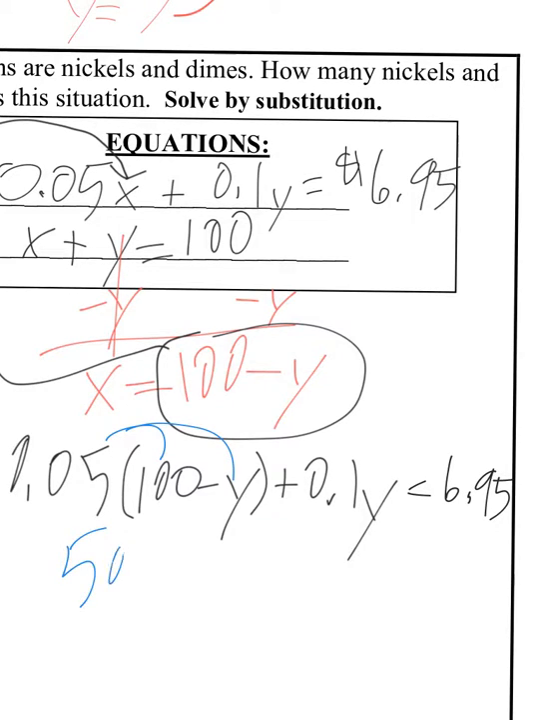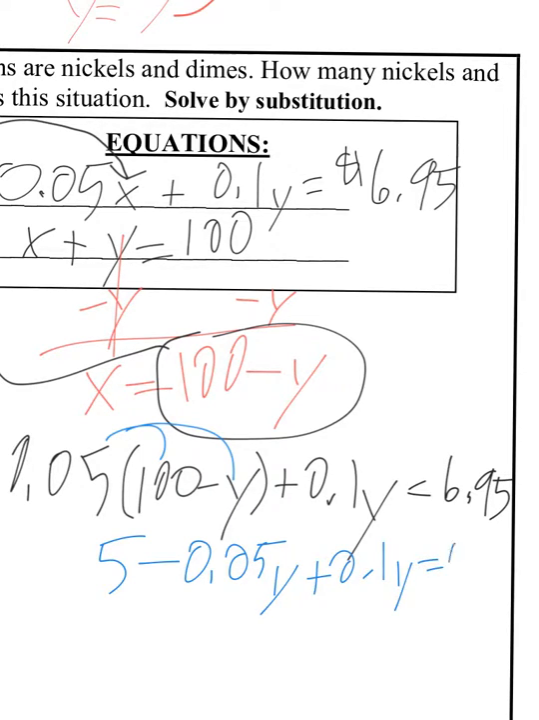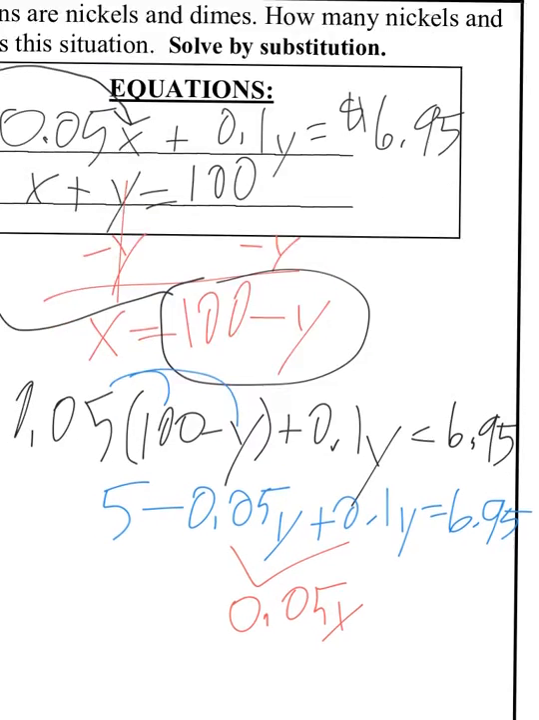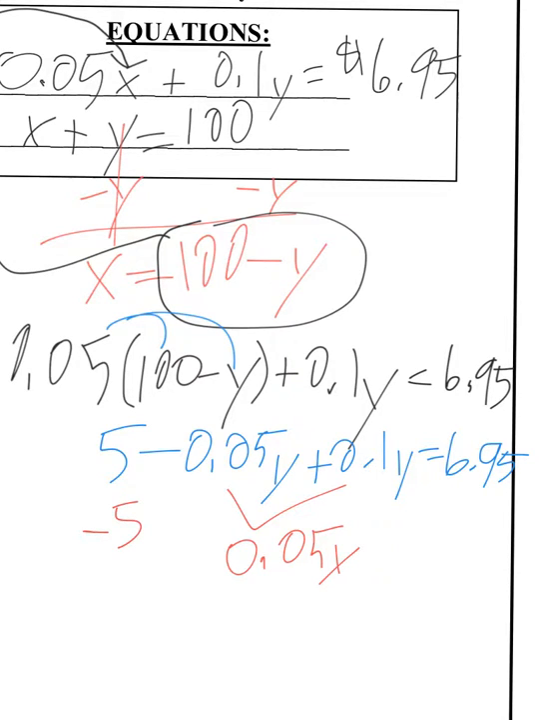So I'll get 500. Sorry, not 500. You get 5. I was thinking 5 times 100 is 500, but you got 0.05 times 100. So that just tells you 5 minus 0.05y plus 0.1y equals 6.95. So here I can combine like terms, and this will make a positive 0.05y. And then I can also subtract 5 to the other side.